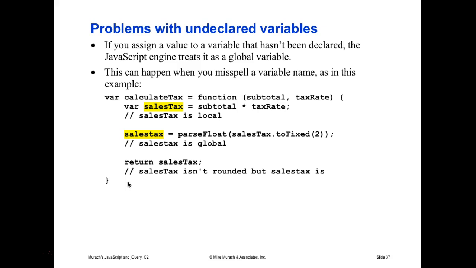Here we have a function that is ported into a variable called calculateTax, and inside that function we have salesTax with a capital T. So that equals whatever subtotal and tax rate gets sent to it. However, we're not going to round salesTax if we port it into salestax. The return here needs to be called salesTax with a small case. That's why.